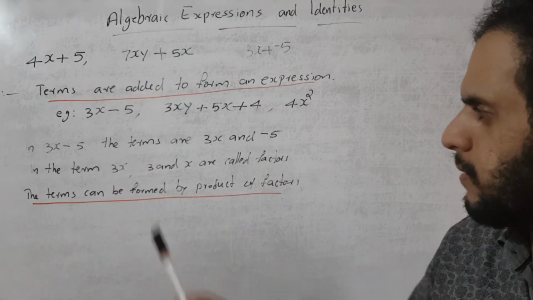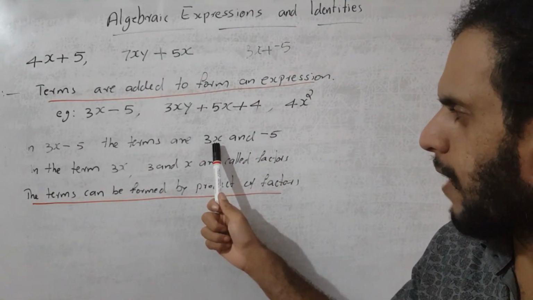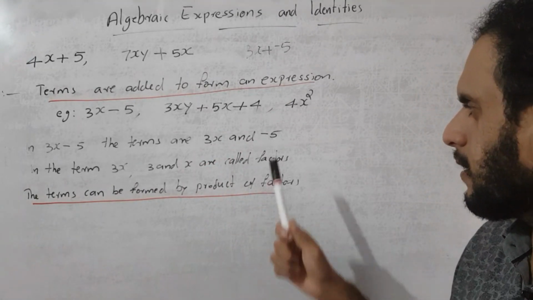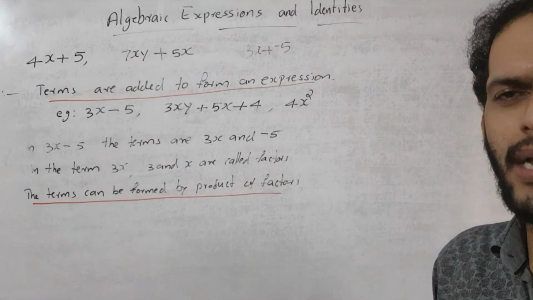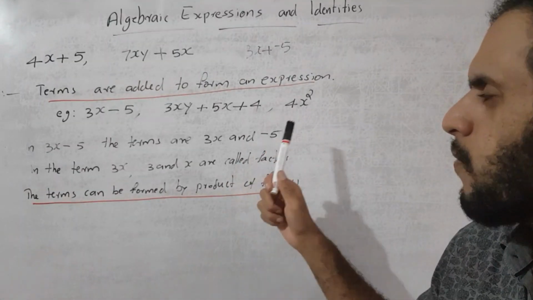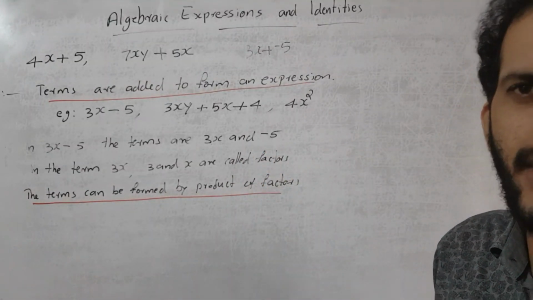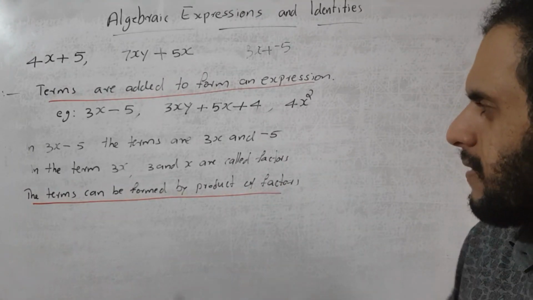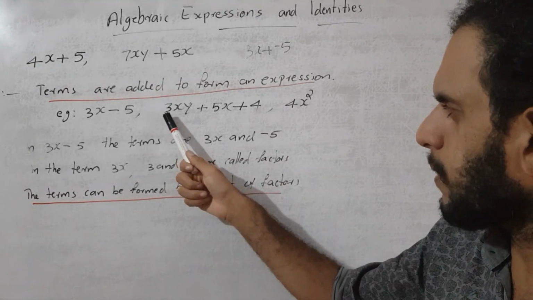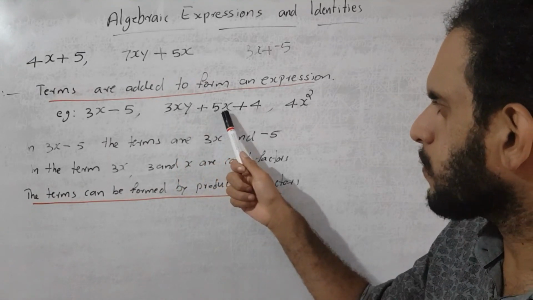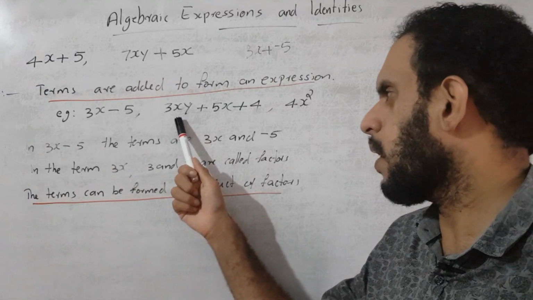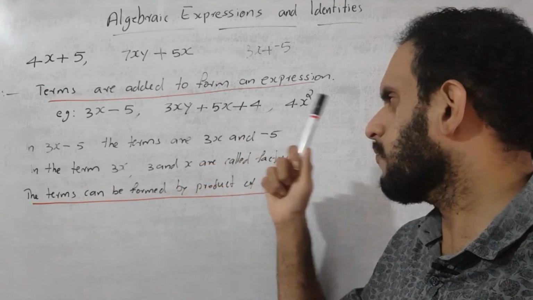For example, in the term 3x, what are the factors? 3 and x are called factors. In the term minus 5, what are the factors? Minus 5 and 1. Okay, minus 5 and 1 are the factors. In the example, the expression 3xy plus 5x plus 4, what are the terms? The terms are 3xy, 5x and 4.